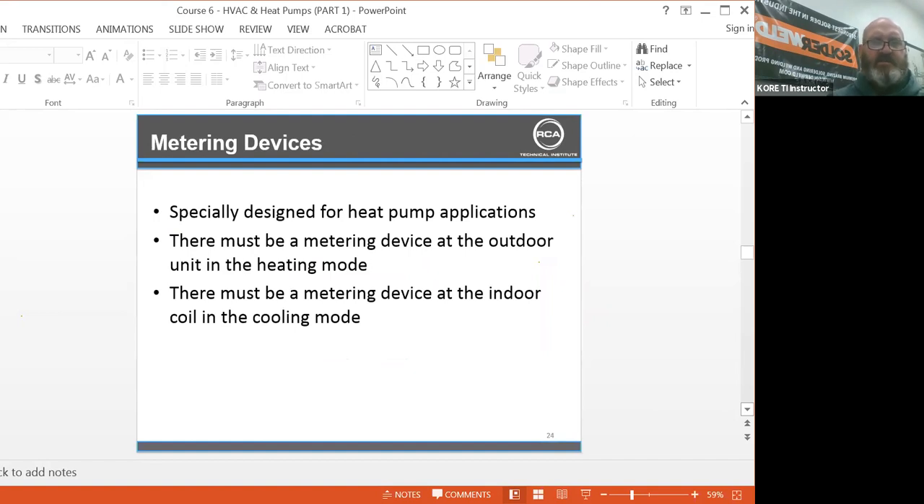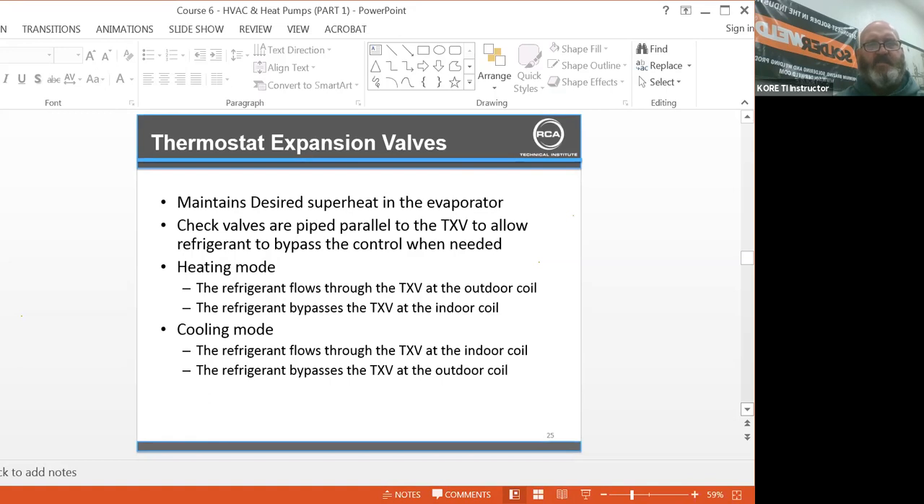The metering device is especially designed for heat pump applications. There must be a metering device at the outdoor unit in the heating mode, and there must be a metering device at the indoor coil in the cooling mode. Thermostatic expansion valves maintain desired superheat in the evaporator. Check valves are piped in parallel to the TXV to allow refrigerant to bypass the control when needed. In a heating mode, the refrigerant flows to the TXV at the outdoor coil, and the refrigerant bypasses the TXV at the indoor coil. In the cooling mode, the refrigerant flows to the TXV at the indoor coil, and the refrigerant bypasses the TXV at the outdoor coil.